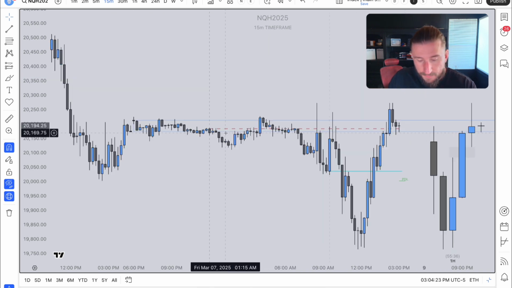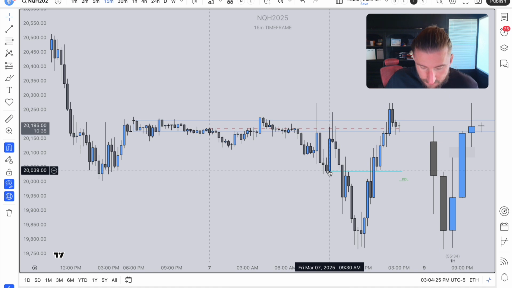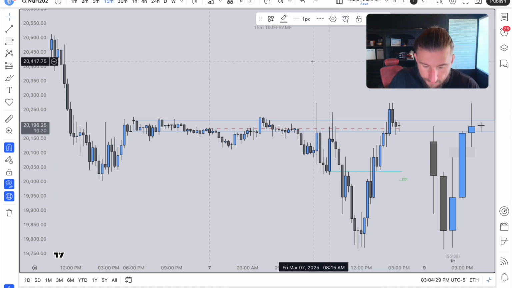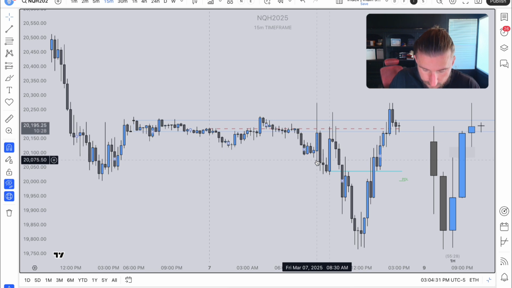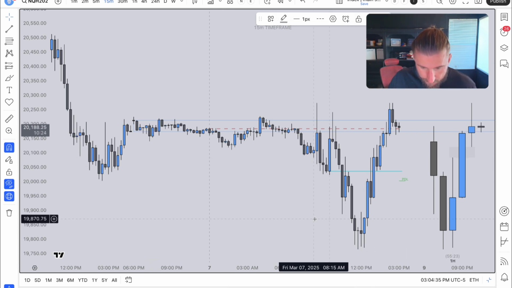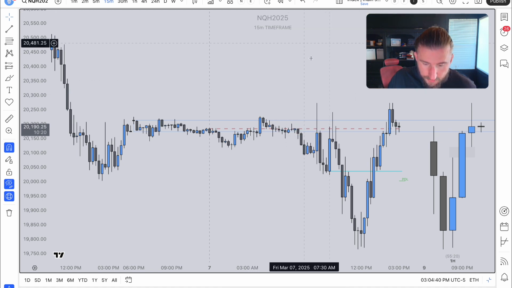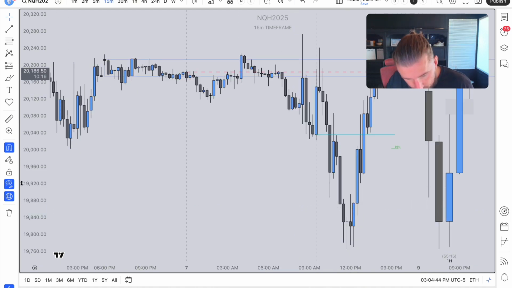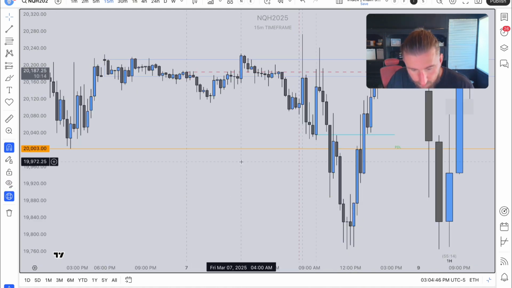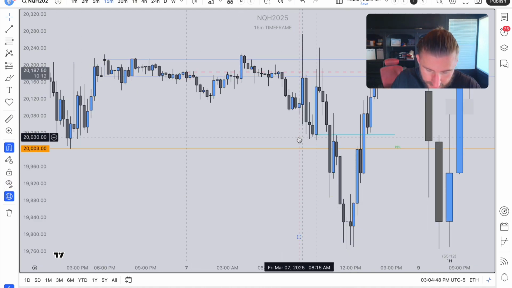So let's continue. Coming into the data, obviously we have the announcement at 8:30 right here, so we can go ahead and draw out that line as well. Let's go ahead and make this dark red. So we got a line right there. We have this line right here at 8:30.